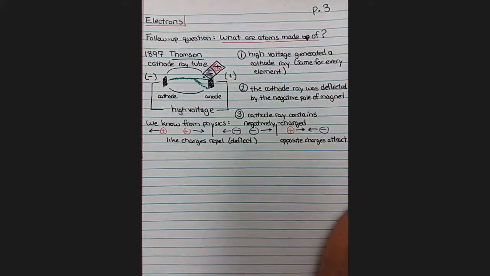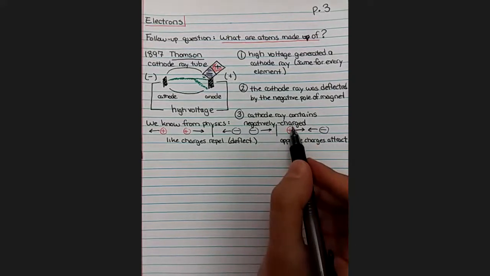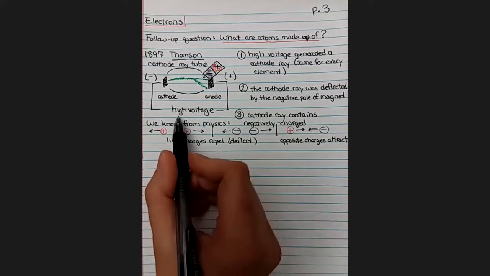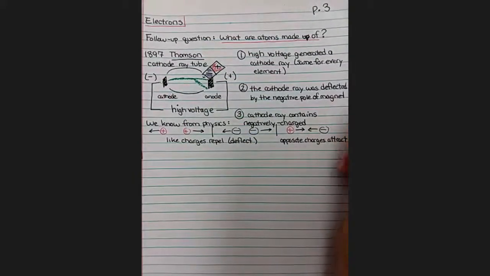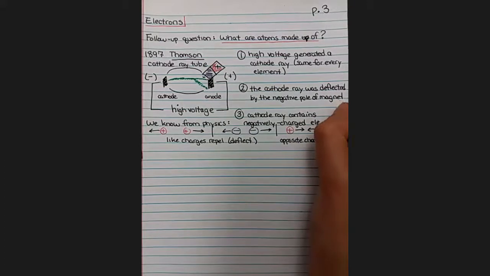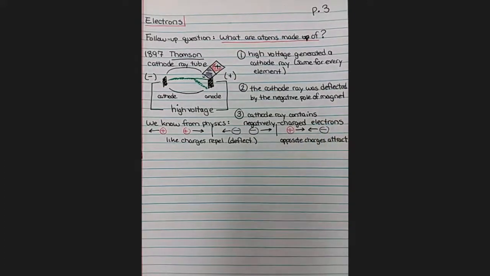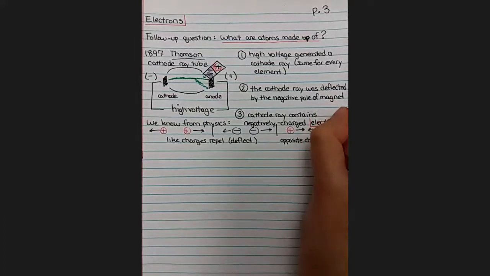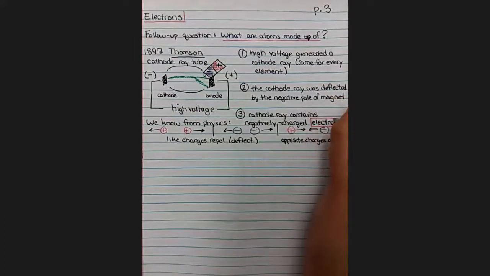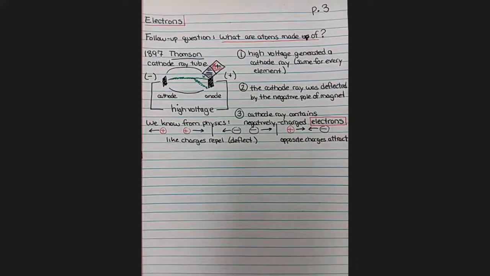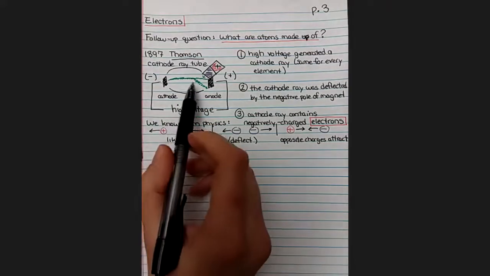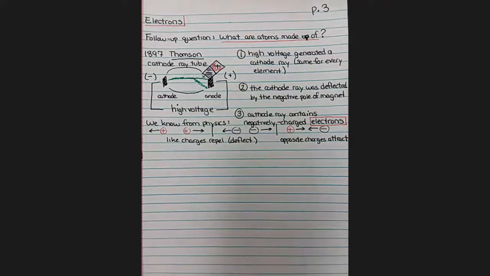So this person got to name them, and he generated something that had a charge, which is called an ion, and he generated it using electricity, high voltage. So he named it an electric ion, or an electron. And electrons are one of the fundamental subatomic particles that make up all atoms. So that was cool. We were able to learn something about what makes up atoms.